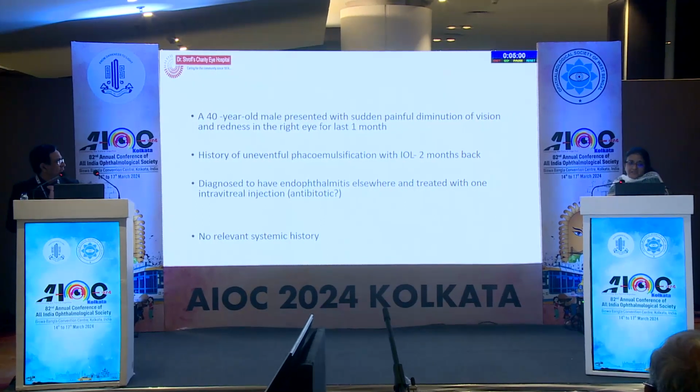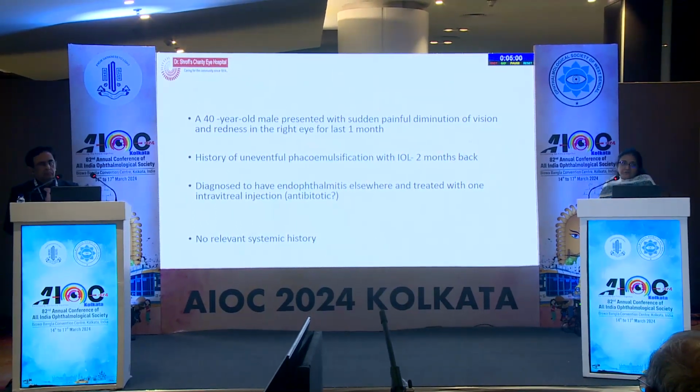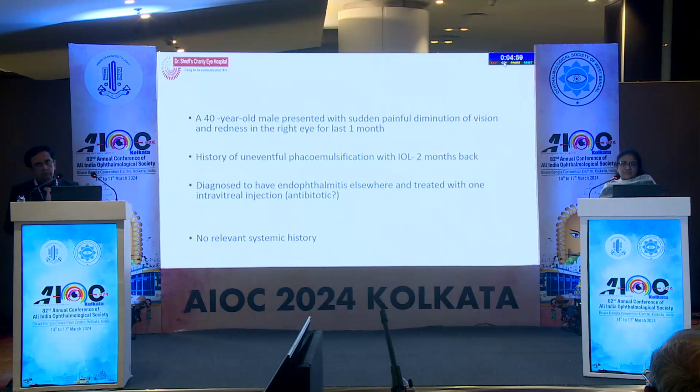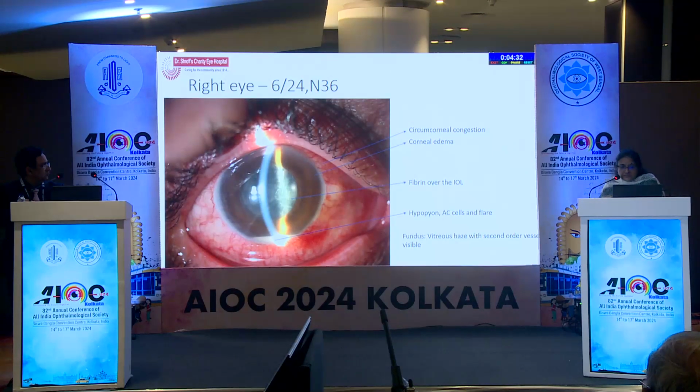I'm presenting the case of a 40-year-old male patient who presented with sudden painful diminution of vision and redness in the right eye for the last 1 month. He had a history of uneventful phacoemulsification surgery with IOL implantation 2 months back, and he had been diagnosed with endophthalmitis elsewhere, at the same institute where he got operated, and treated with 1 intravitreal injection of a combination of antibiotics. The details were really not known. So this is how the eye looked.